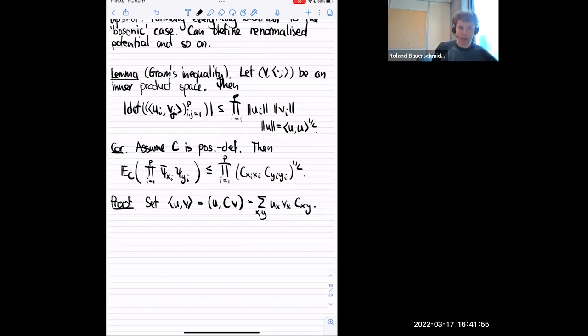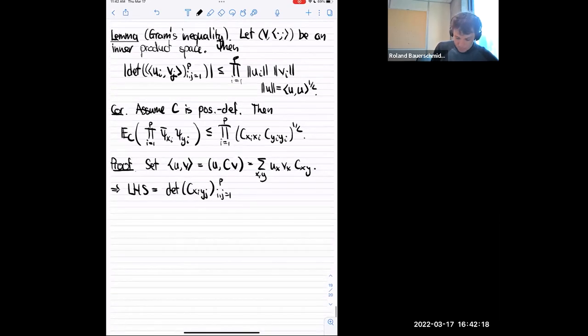So that is an inner product. So we can apply Gram's inequality. The left-hand side of the claim is, by the fermionic Wick formula, this determinant, which you can write as the determinant of the Gram matrix delta xi, delta yj, with respect to the above inner product.